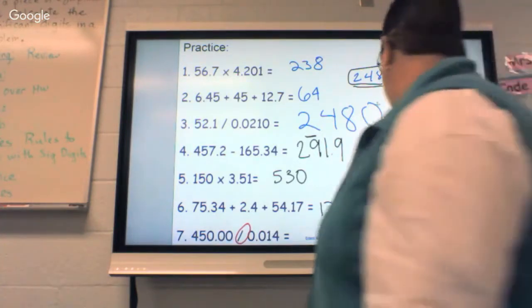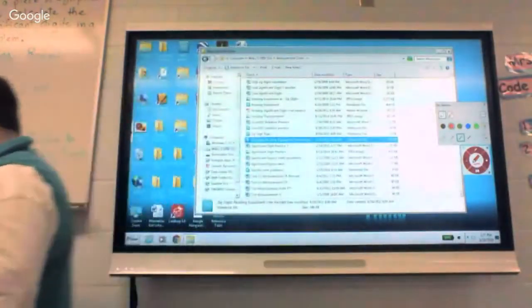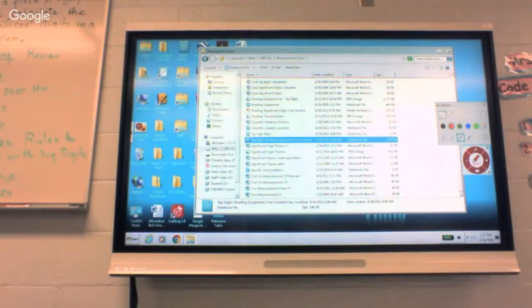All right, let me pull up the clicker real quick. We're not going to get to do a lot of them. Assuming this thing will load quickly. See if we can get it to pull up.